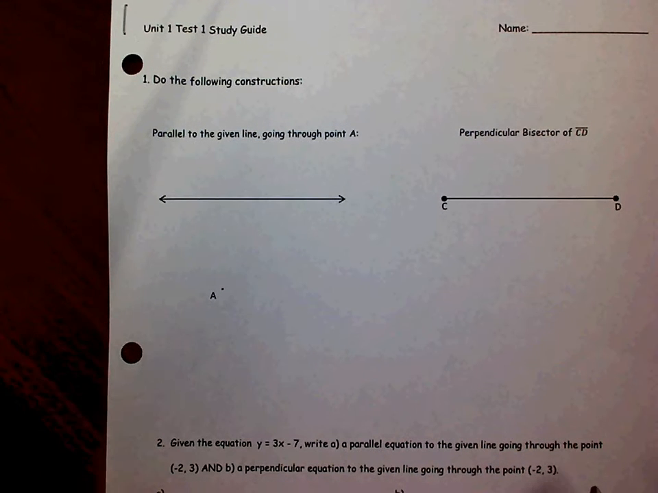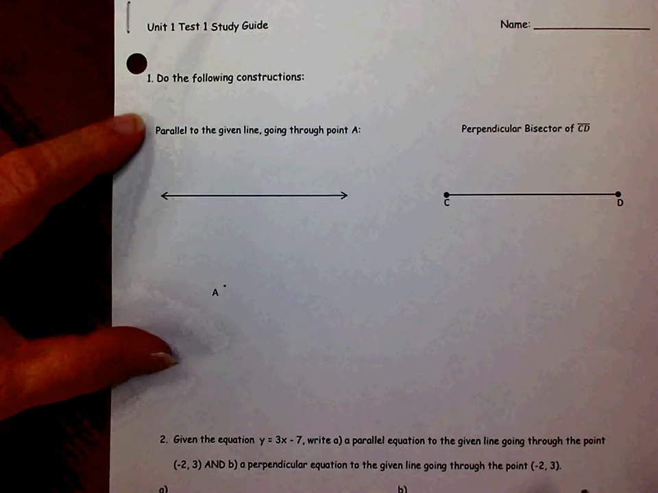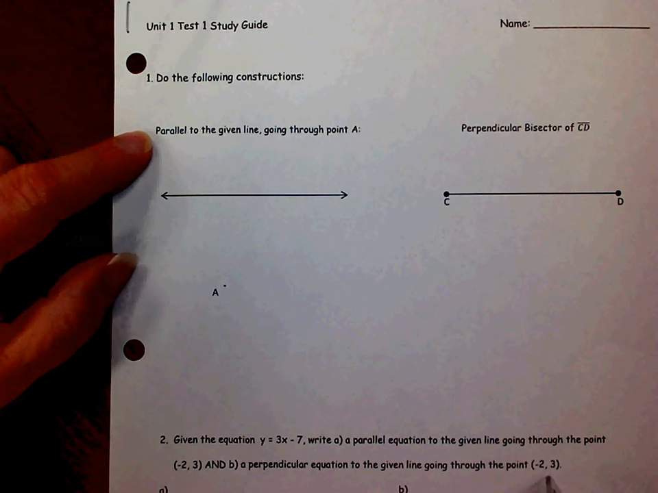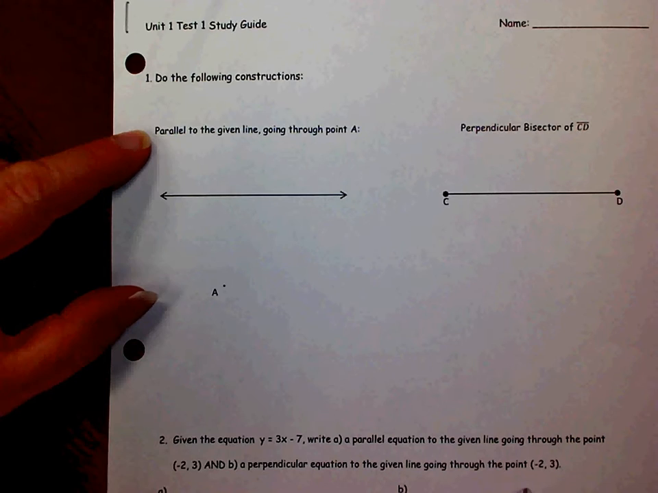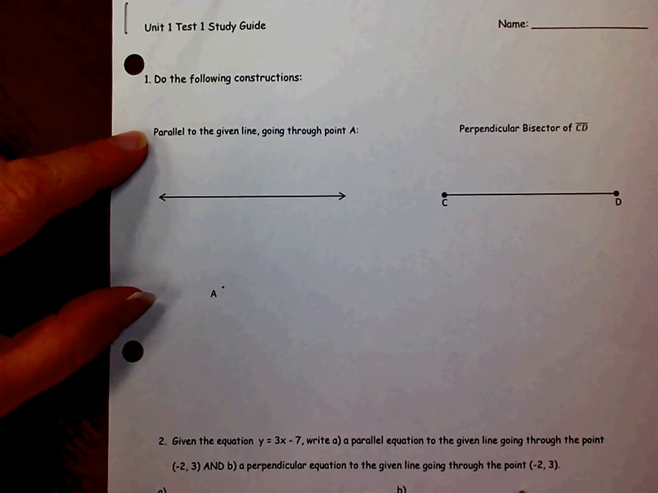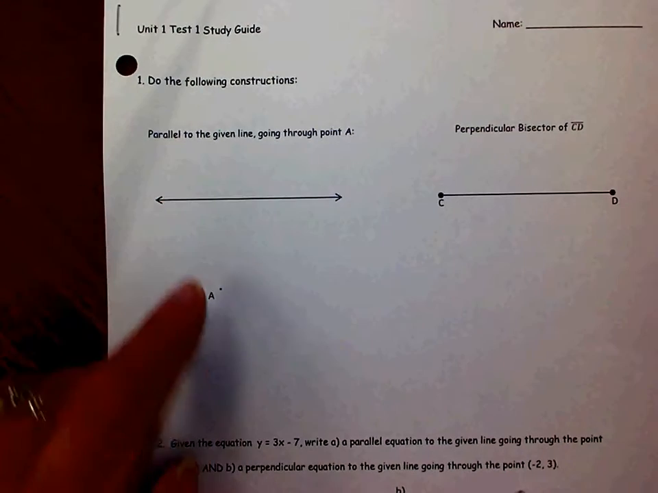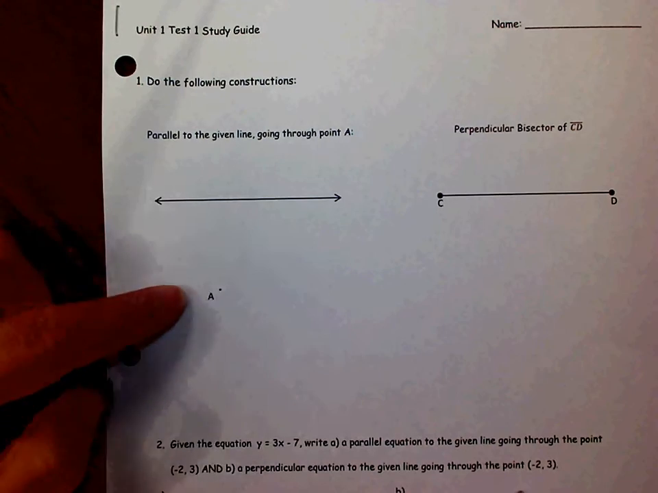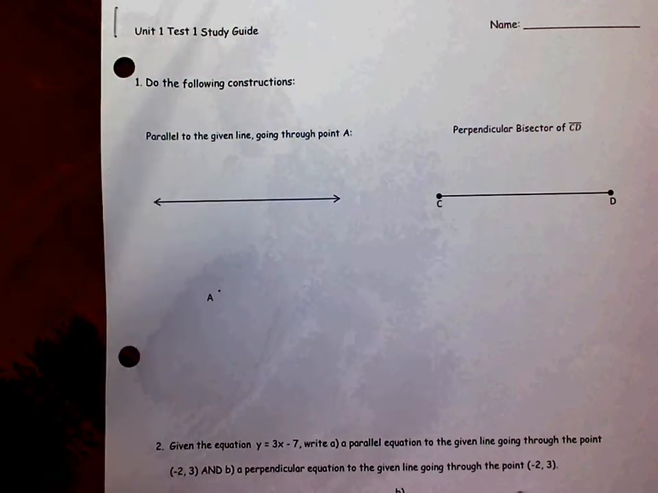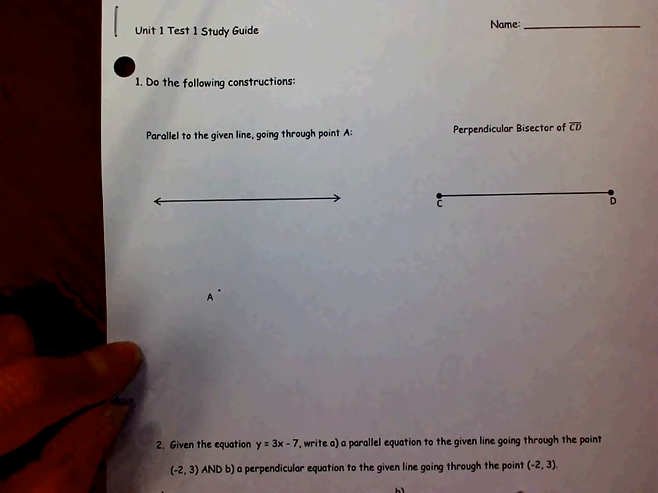Number 1, doing the following constructions. I'm going to look at the first one. Parallel to the given line, going through point A. So we want a line that's parallel to this line, but we want it to go through the point A. So we can kind of visualize where this line's going to be. But of course a construction is using a compass, and I should see the arcs to support that construction.